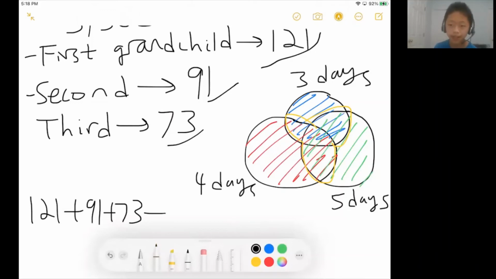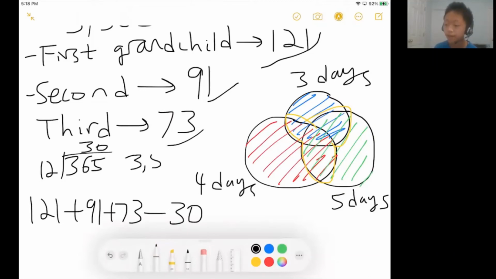So the first and the second grandchild call every 12 days, right? So we would do 365 over 12. That would give 30 with a remainder of 5. So we have to take out 30. Now we have to subtract off the cases when the first grandchild and the third grandchild call. So that's every 3 days and every 5 days. So every 15 days, basically. So we would do 365 divided by 15. That would result in 24.